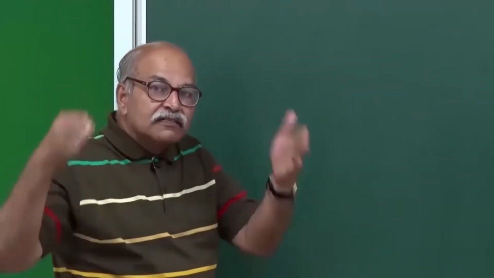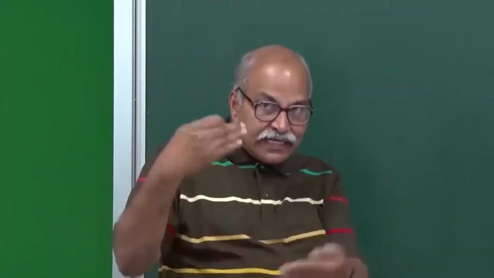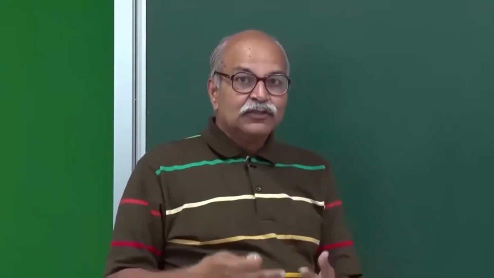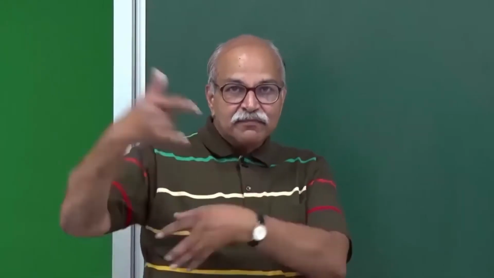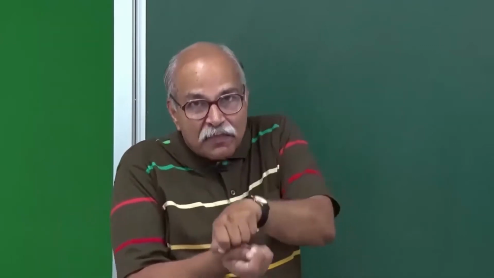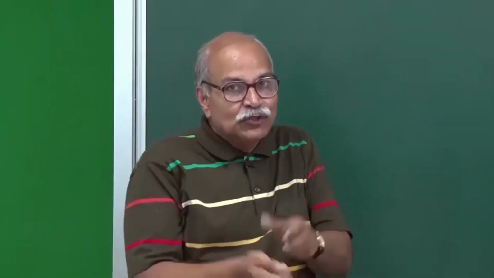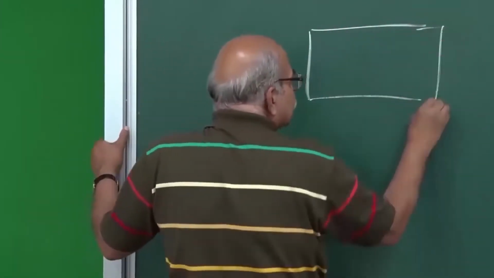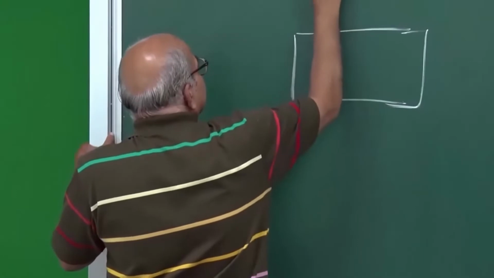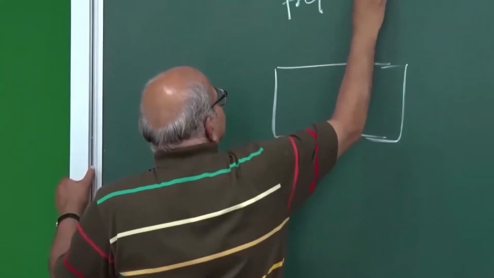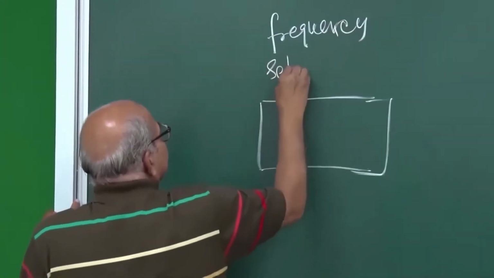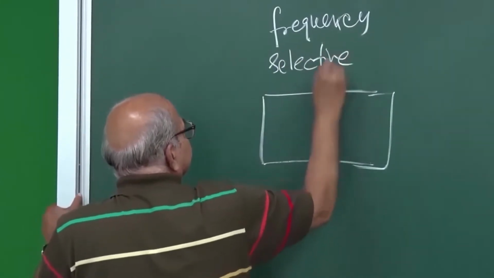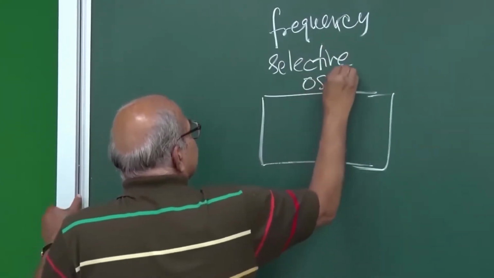So together with this frequency selective oscillating circuit, you need an amplifier, that's one, and then part of that amplified signal or voltage must be brought back and added to this oscillating circuit. So the block diagram will be like this. This is your frequency selective. Why frequency selective? Oscillating circuit.